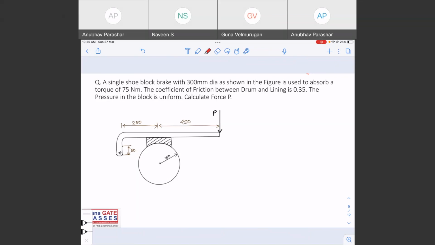So first, the rotation has to be given. Let me say it is rotating in this direction. So first, decide the direction of the frictional force on the wheel. Then you can decide the direction of the frictional force on the shoe. You can draw the FBD of the lever. From the FBD of the lever, you'll be able to solve it.